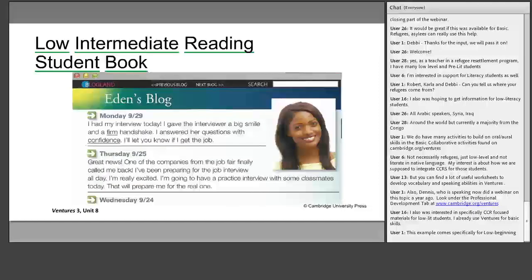Here is an example of a low intermediate reading in the Ventures 3 student's book. The article is from Unit 8, which is again a work unit, and it's a blog written by a woman named Eden who is writing about her job search process. Actually, the blog is considerably longer than what you see here. The reading is more difficult than beginning level readings, both in length and vocabulary.